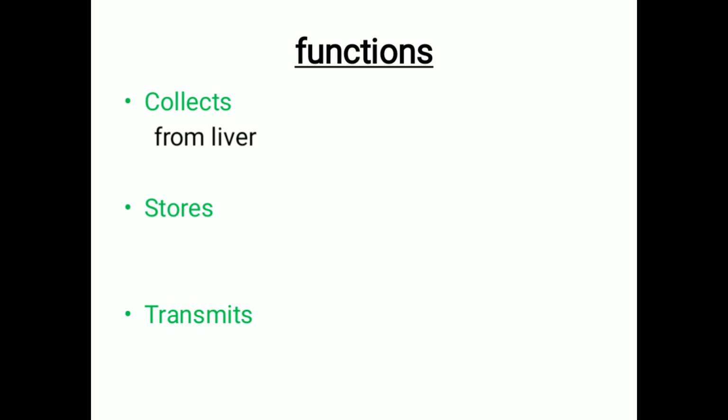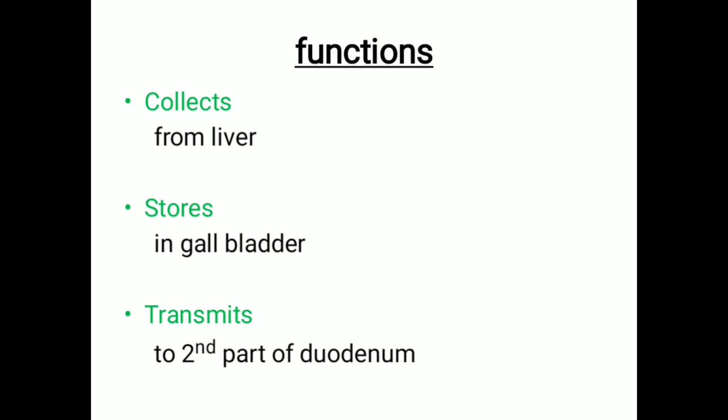You see, the function of the liver is the production of the bile. Then the bile gets stored in the gallbladder and then it is transmitted to the second part of the duodenum. So these are the organs of the extrahepatic biliary apparatus. Bile is produced in the liver, stored and concentrated in the gallbladder, and then transmitted to the second part of the duodenum.